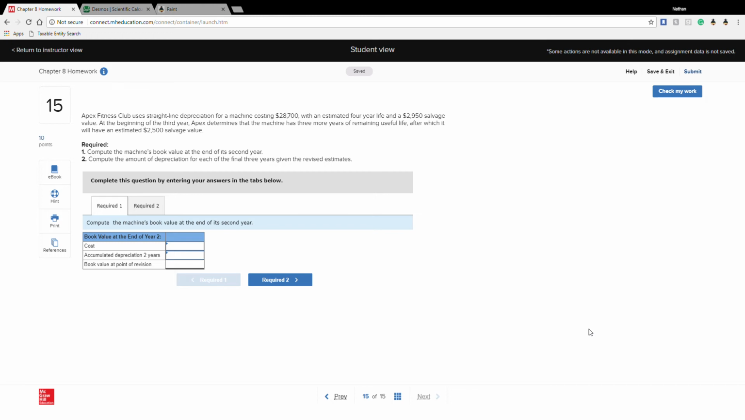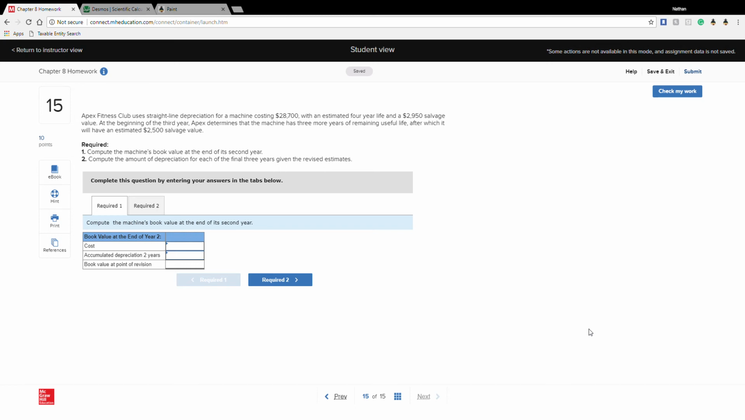It uses straight line depreciation for the machine costing $28,700 with an estimated 4-year life and a 2,950 salvage value. So that residual value is back again. At the beginning of the 3rd year, Apex determines that the machine has 3 more years of useful life remaining. So this was going for 4 years. It completed 2 because this is the beginning of the 3rd, and wants to add 3 more. Okay, so looks like we're probably at around 5 years now. Okay, so after which it will have an estimated 2,500 salvage value.